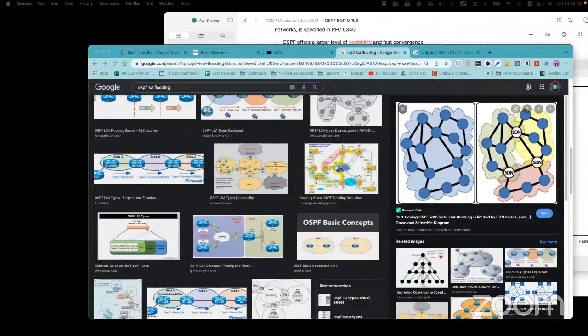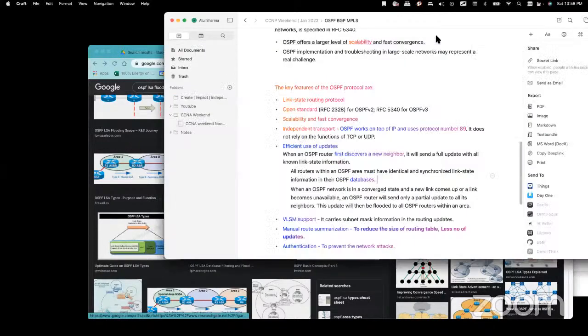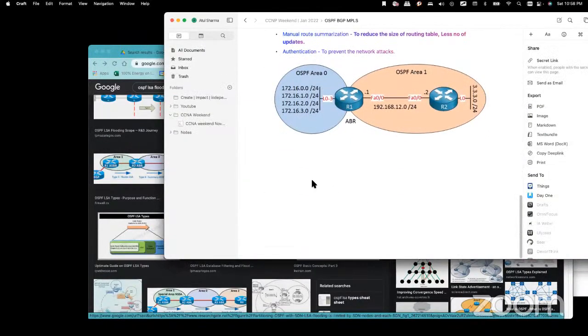Okay, so this was asked in an interview. There was one interview about this area 0 concept. That's why I asked. Okay, I'll add some screenshots of better OSPF design. This is not part of our content. Best OSPF design.